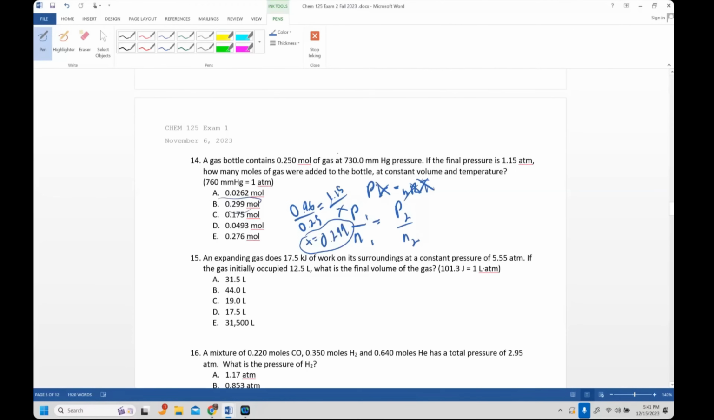But the question is asking how many moles of gas were added to the bottle. So we would take that 0.299 minus 0.25, and we get 0.493. Yeah, okay, good. That one you have to think about because we're not using one of the conventional laws that we learned during class.